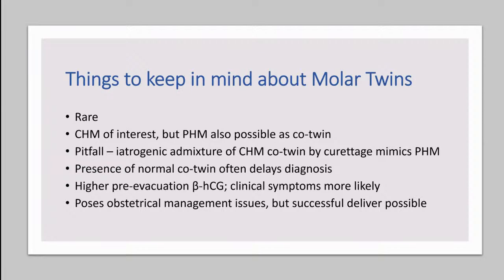And when there's a molar co-twin, most of the time, and of greater clinical import, they are complete moles, but partial molar co-twins are also possible. The real pitfall is that there can be iatrogenic mixtures of complete mole as the co-twin with the normal villi in a curettage specimen. And when you mix the two together, you have big villi, small villi, and as we'll see, that's a phenotype that we ordinarily think of as partial mole. So they may be mistaken as partial moles and not treated appropriately.